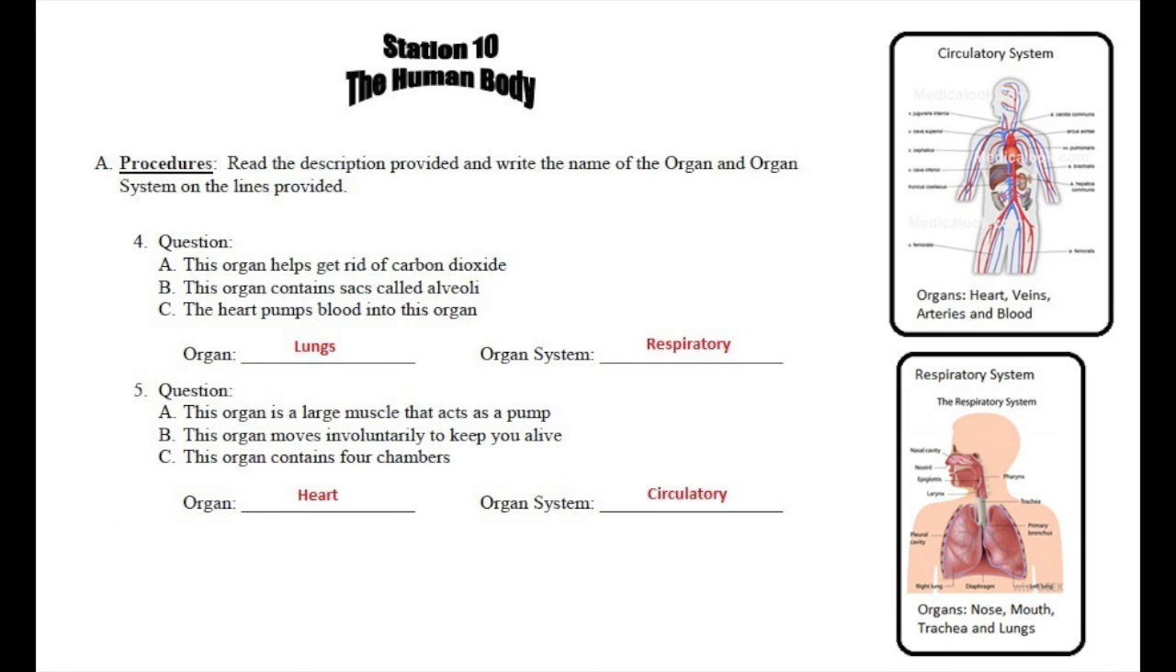All right, going back to the human body stations, question 4 is talking about the lungs that are part of the respiratory system. Question 5 is talking about the heart that is part of the circulatory system.